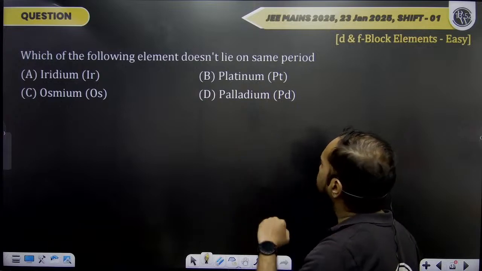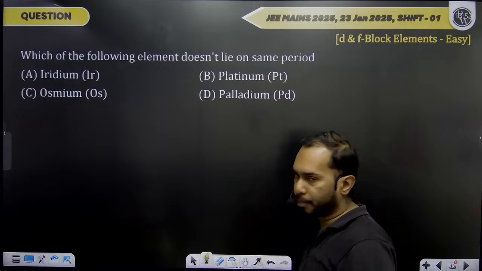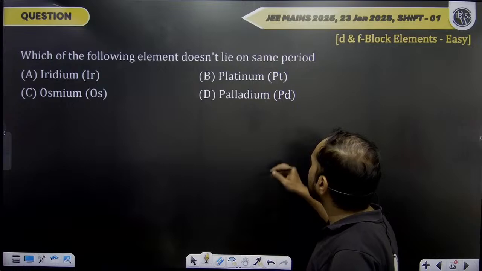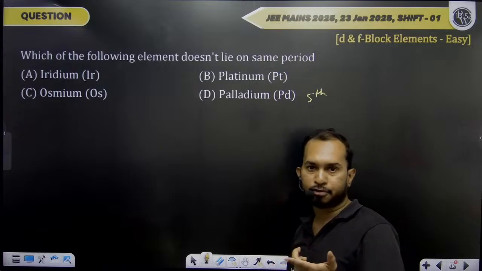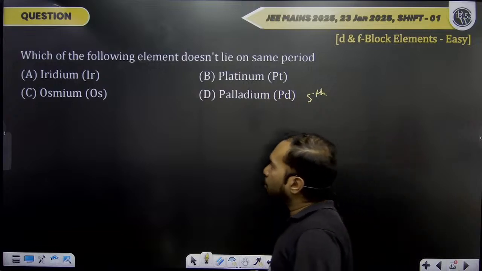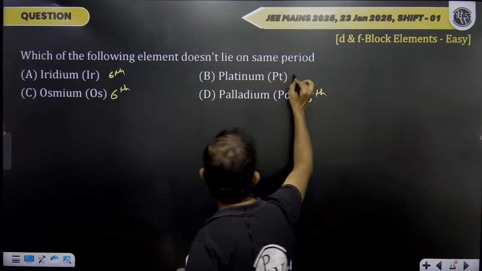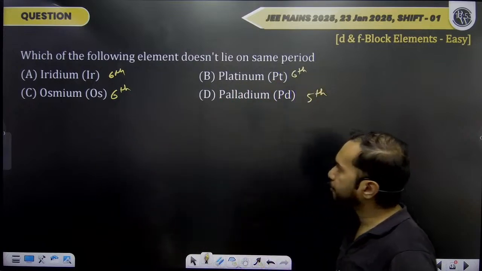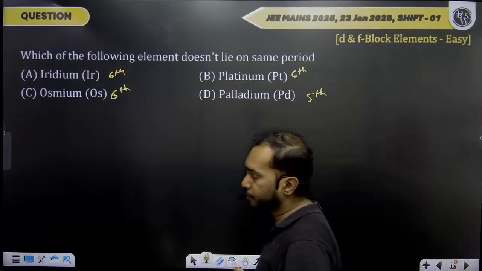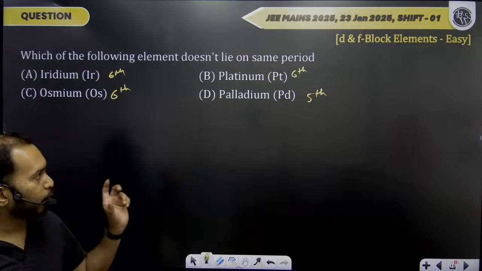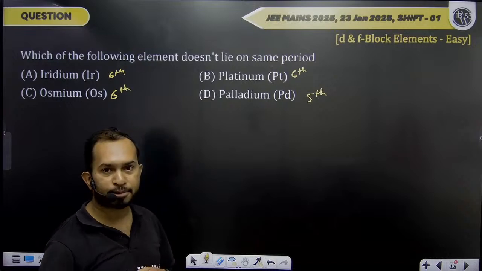Similarly, a straightforward periodic table question is asked: which of the following elements doesn't lie in the same period? Nickel belongs to the 4th period, palladium to the 5th period. All the other three options, iridium, osmium and platinum, belong to the 6th period. Once again, this is a straightforward NCERT type question, so it will also be taken as an easy question.